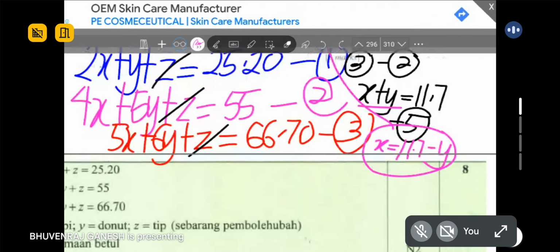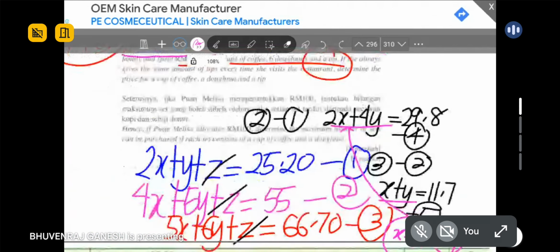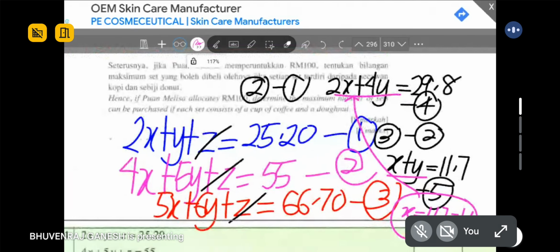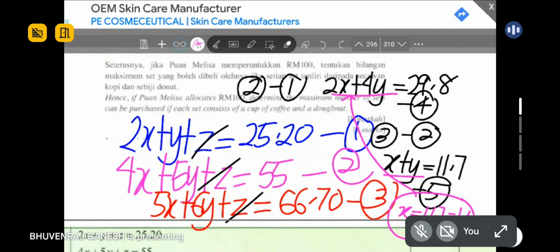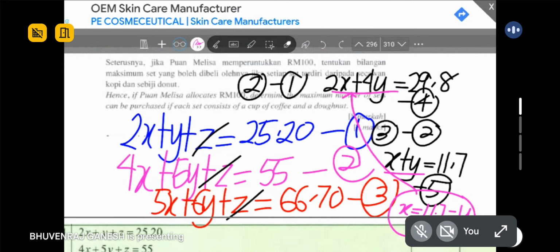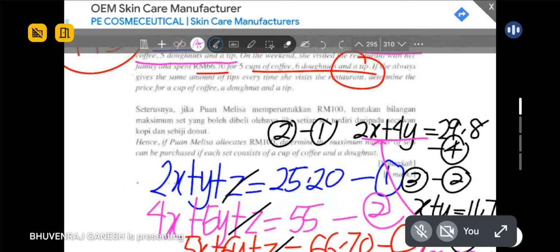So you just solve simultaneous equations, guys. This is the method I use. There are many methods, guys. Ada banyak kaedah. This is only one method. Okay, alright. And then the second part, they ask you to determine whether, okay, let me show you here.